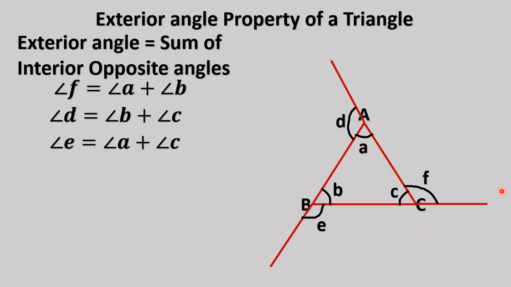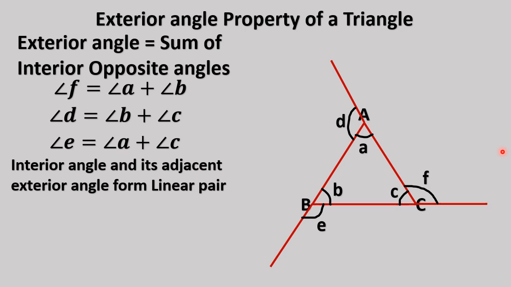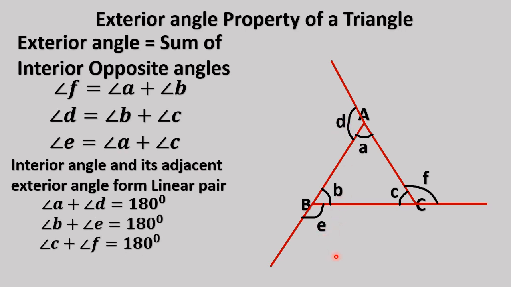Clear? And one more important thing you can notice here, if you take one exterior angle and its nearby interior angle, they form a linear pair. See here, they form a linear pair. That is, interior angle and its adjacent exterior angle form a linear pair, that is angle A plus angle D equals 180, angle B plus angle E equals 180, and angle C plus angle F equals 180 degrees. Clear?